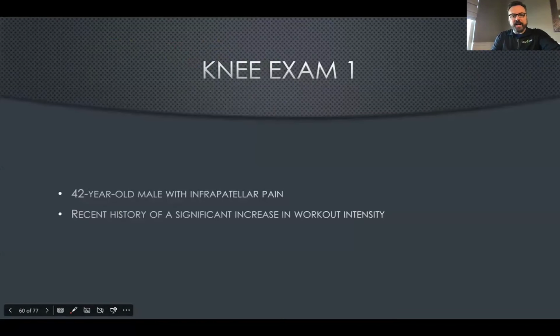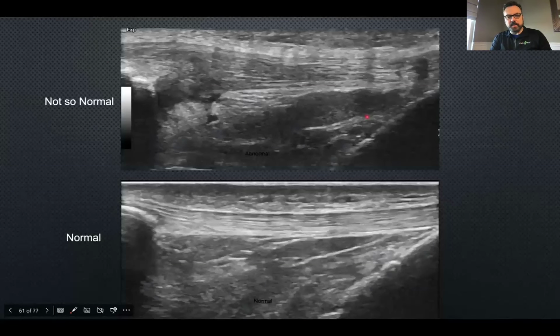Okay, a couple knee exams that we did. This is a 42-year-old male that had infrapatellar pain. He's had a recent increase in his workout intensity. What we're doing is looking at the patellar tendon. In this particular case, this is that normal patellar tendon, like a suspension bridge with nice, tightly packed, organized fibers. With our patient, as we get towards the patellar side, which is right here, the tendon is significantly thickened, and the pattern inside the tendon is fairly irregular.